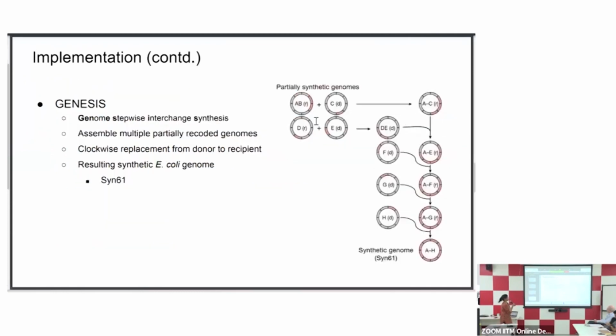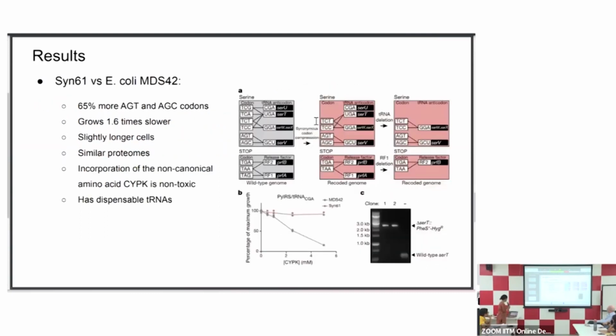And then they have used this method called GENESIS, which is genome stepwise interchange synthesis, where they assemble all the strains together so that, as you can see in the figure, each section is clockwise replaced in subsequent steps from the donor to the recipient. And then finally, after replacing each section, the synthetic genome A to H, all the segments have been replaced by the synthetic part of it. And the resulting genome they have named as Syn61, since it has 61 codons.